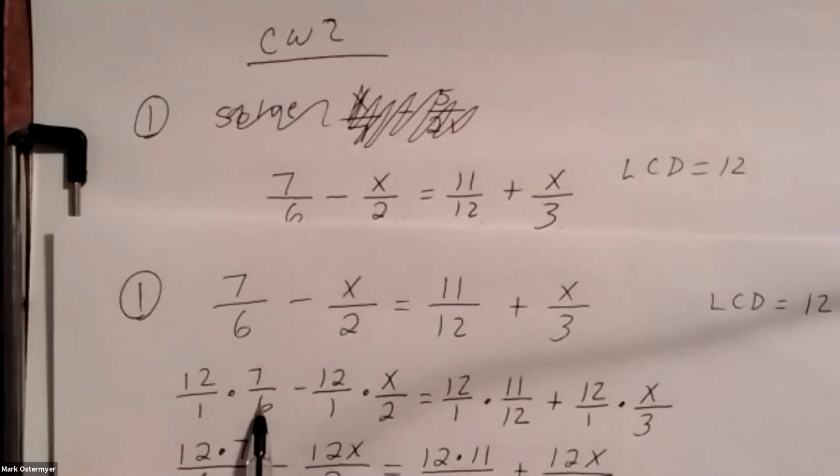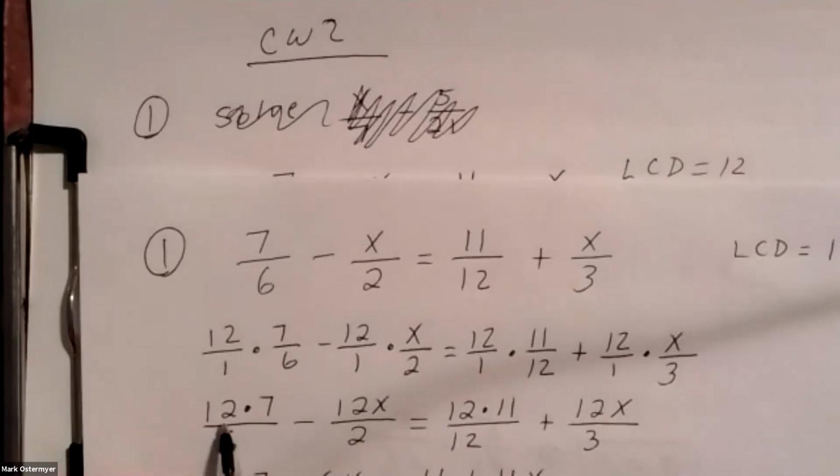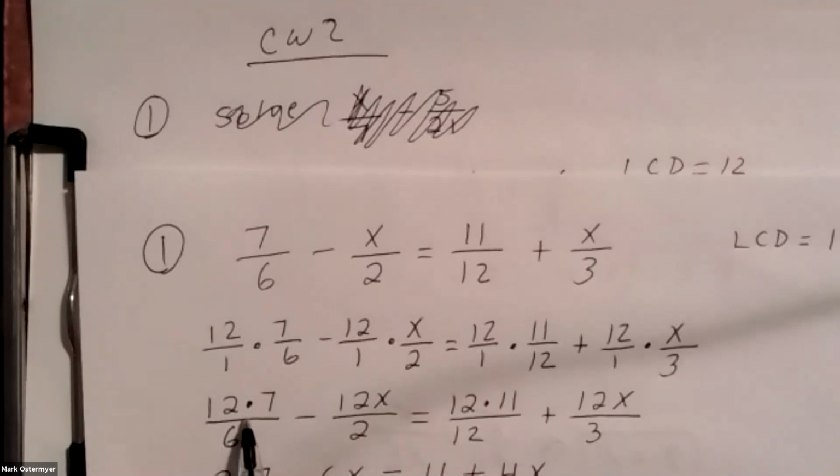So what I did is I multiplied both terms on the left side by 12 and both terms on the right side by 12. If you don't like cross canceling, which you're welcome to use, but if you can't see it, then you can just multiply. I did not actually multiply the 12 and 7 together because it would obscure how I would reduce this. So I left it as 12 times 7 over 6. This is 12x over 2. 12 times 11, I did not actually multiply together because I want to be able to reduce it easier. And then 12x over 3.